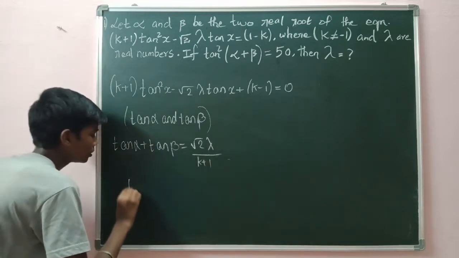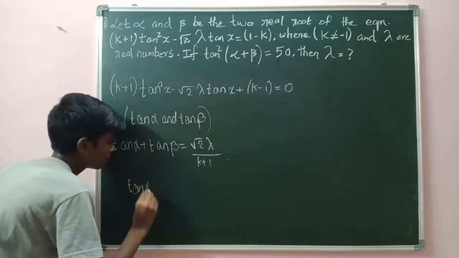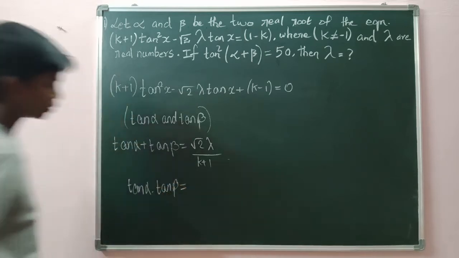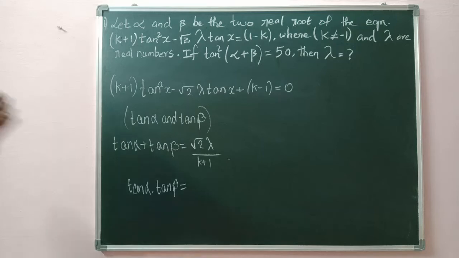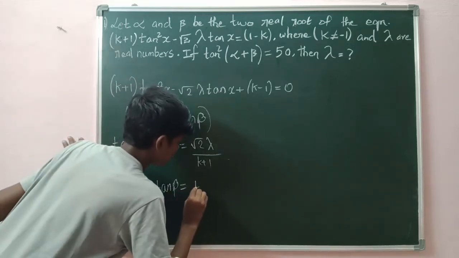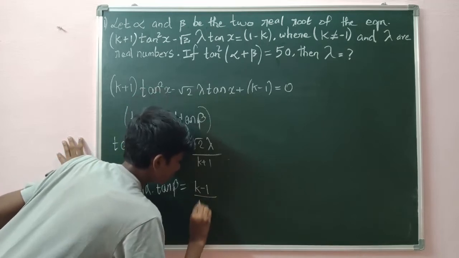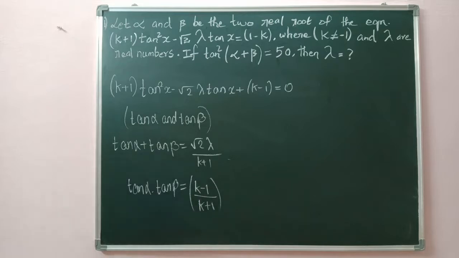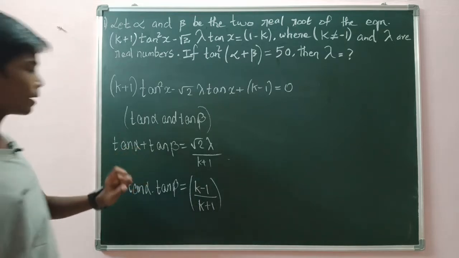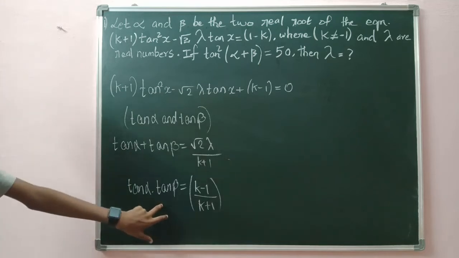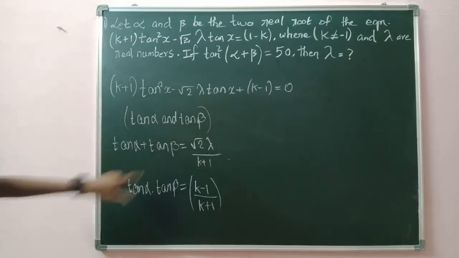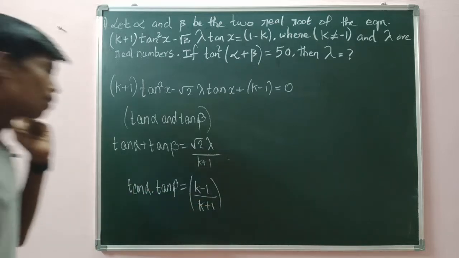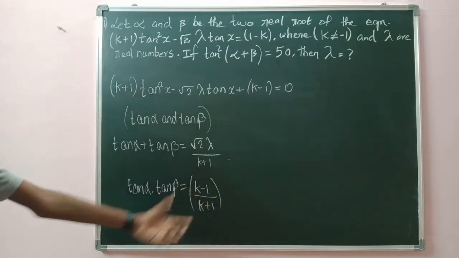What will be the product of the roots? Your product of the roots will be nothing but tan alpha into tan beta, and that will be nothing but c by a. c by a is (k minus 1) by (k plus 1). That will be your product of the roots. Correct? So the sum of the roots is root 2 lambda by (k plus 1), and the product of the roots is (k minus 1) by (k plus 1), because we know that the sum of the roots is minus b by a, which is root 2 lambda by (k plus 1), and the product of the roots is c by a, and that is the expression I am having now.